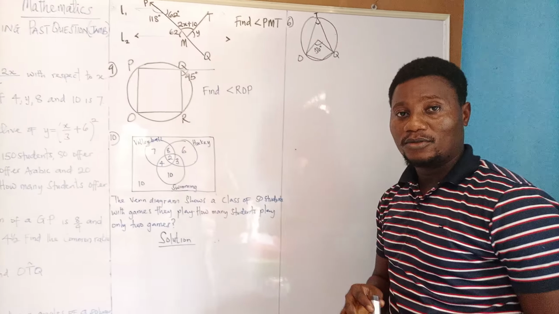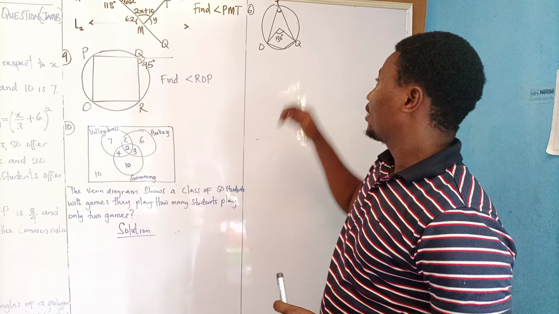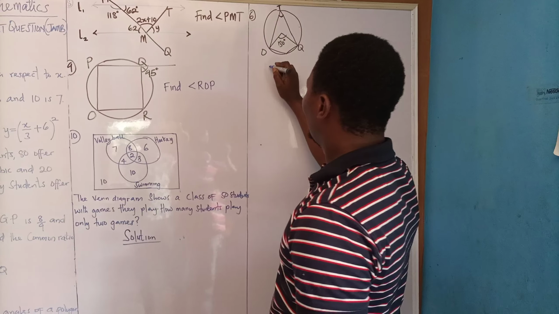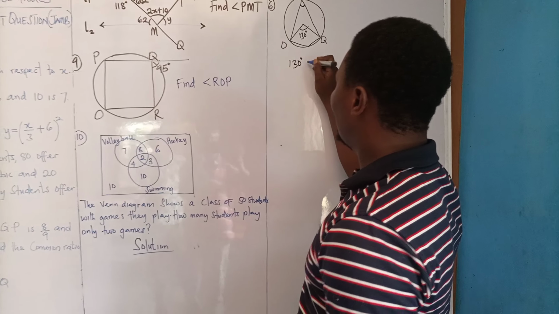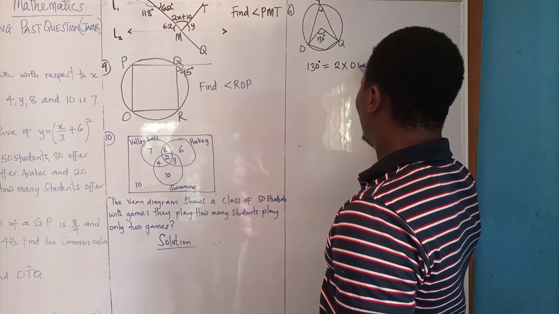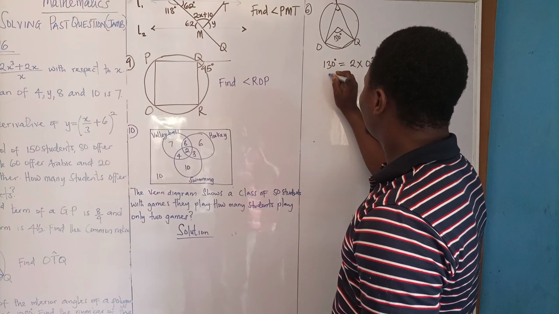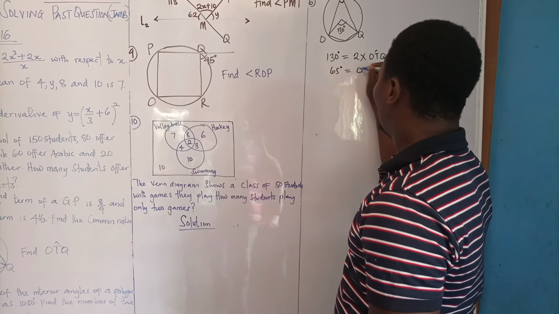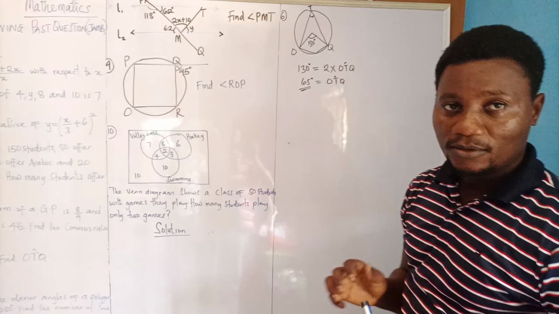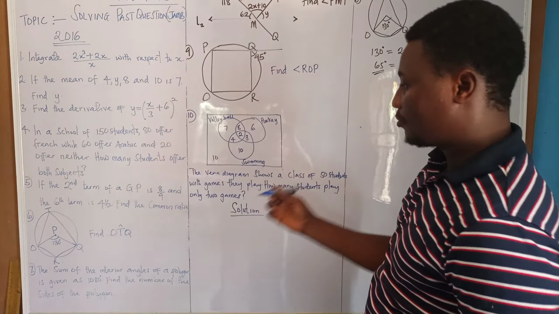For you to get OTQ, don't forget that the angle at the center is twice the angle at the circumference. The angle at the center here is 2 times the one at the circumference. So we can just say 130 degrees, the angle at the center, is going to be 2 times the angle at the circumference, which is OTQ. If that is the case, divide both sides by 2. So you have 65 degrees to be OTQ. The angle at the center is 2 times the angle at the circumference. So let's move to question number 7.